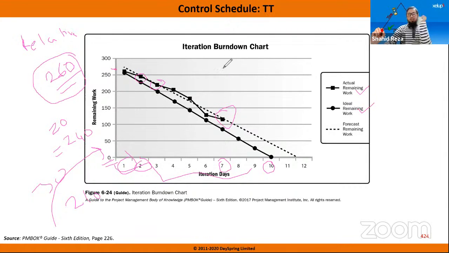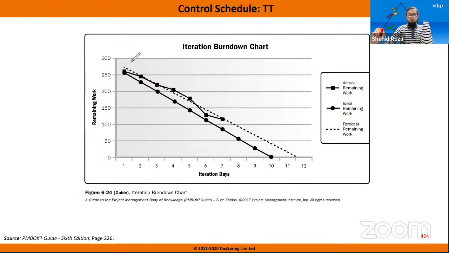Okay. So this is the burn down chart, where we are seeing the remaining work in the graph. But there is an opposite graph that is known as the iteration burn up chart. There they will start like this, just opposite of this. First day, they want to finish 260 story points. So on the first day, they have completed just 0. On the second day, maybe they have completed 20. Third day, they have completed another 30, that means 50. So that is the burn up chart.